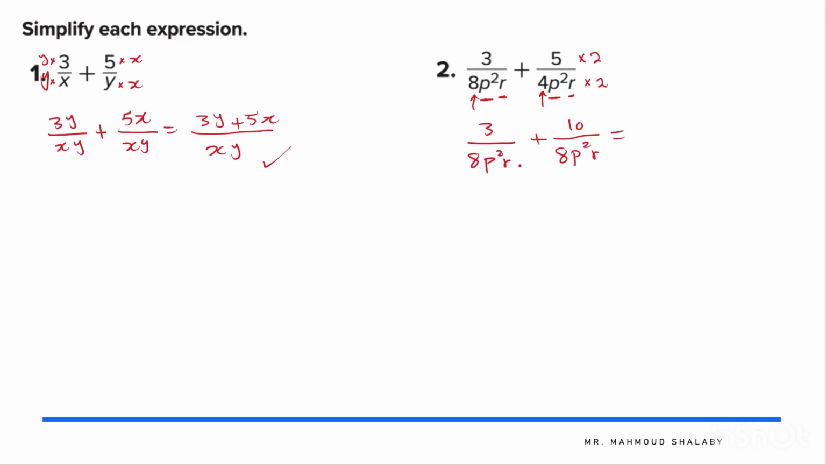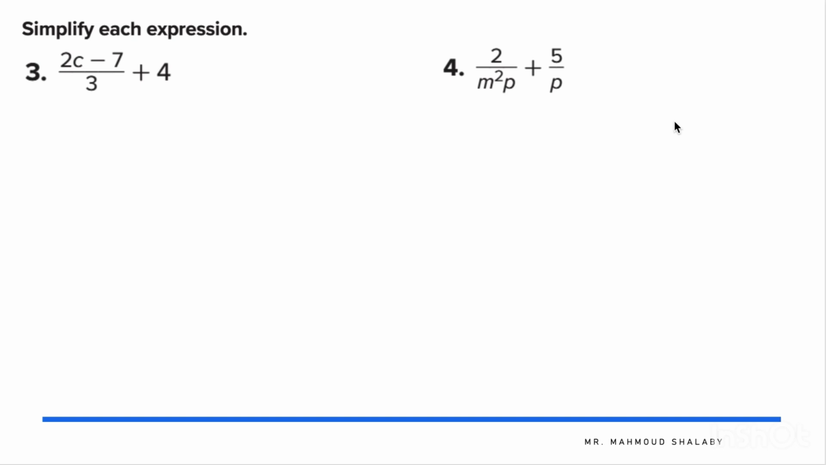Now, are the denominators the same? The answer is yes. So what I will do, 8p squared r, 3 plus 10 is 13. That's it. So do I need to simplify more? You can check if the numbers can be simplified more, but if not, you will leave the answer as 13 over 8p squared r. Okay, guys? Now let's have a higher level.